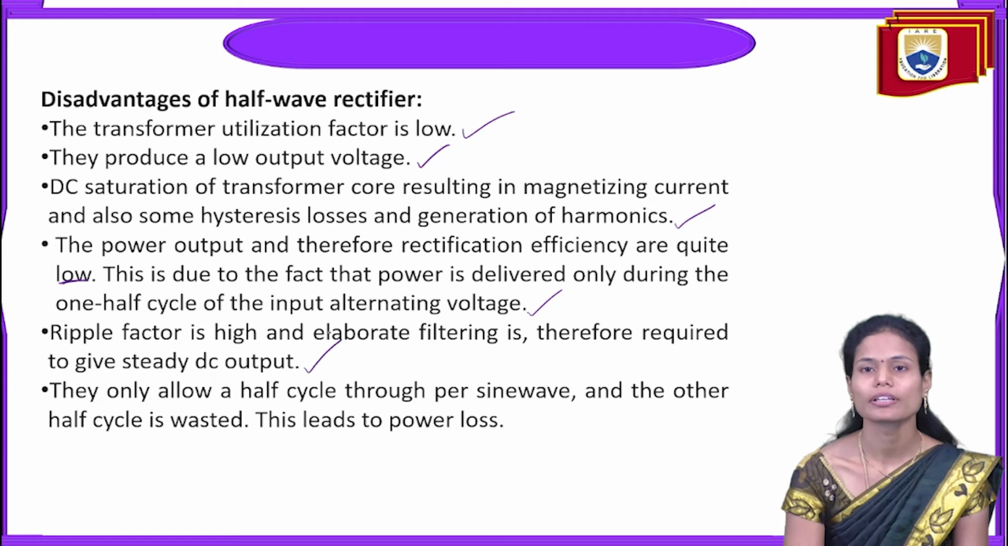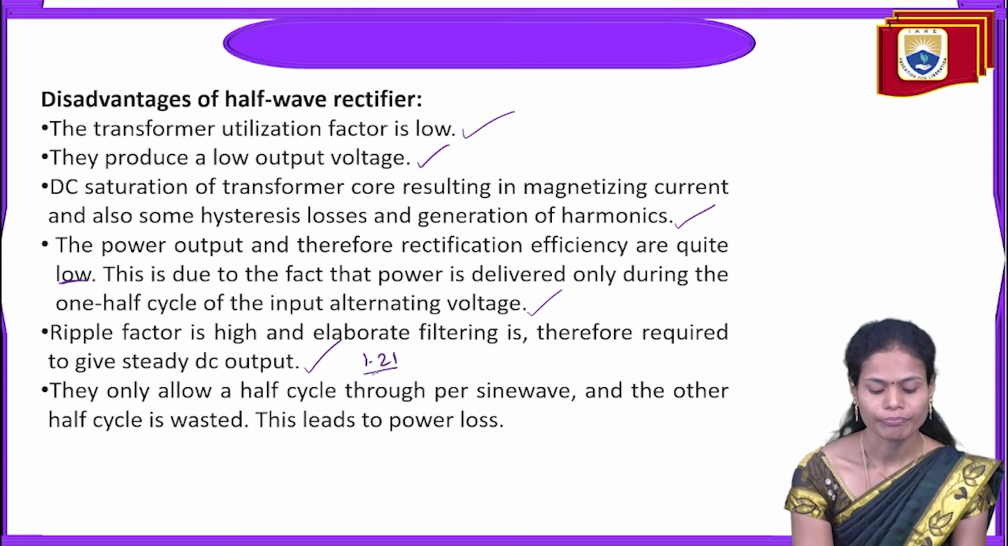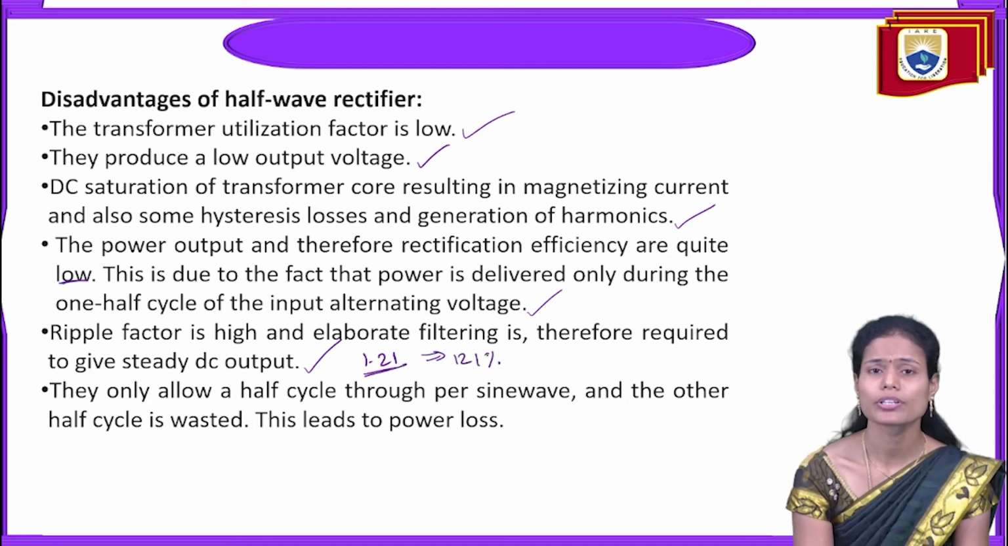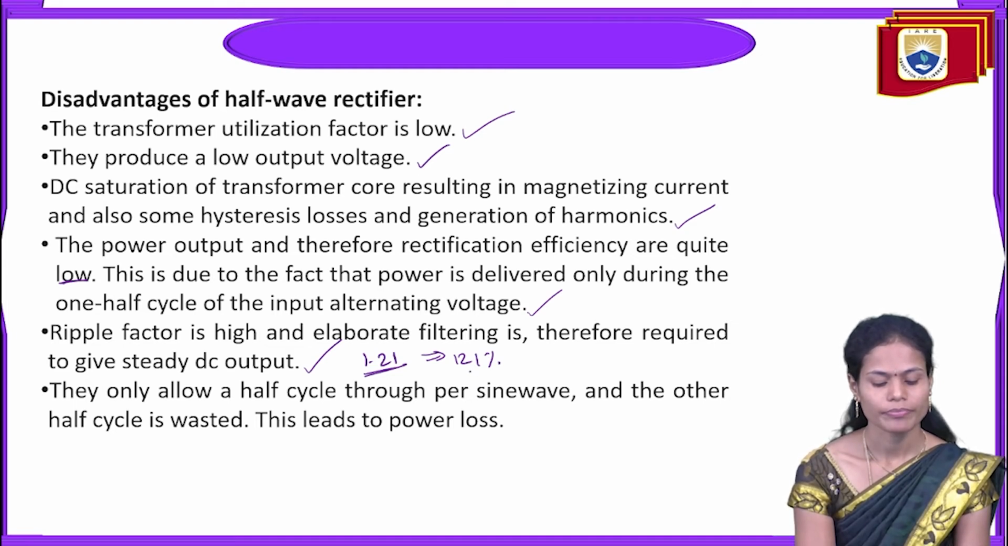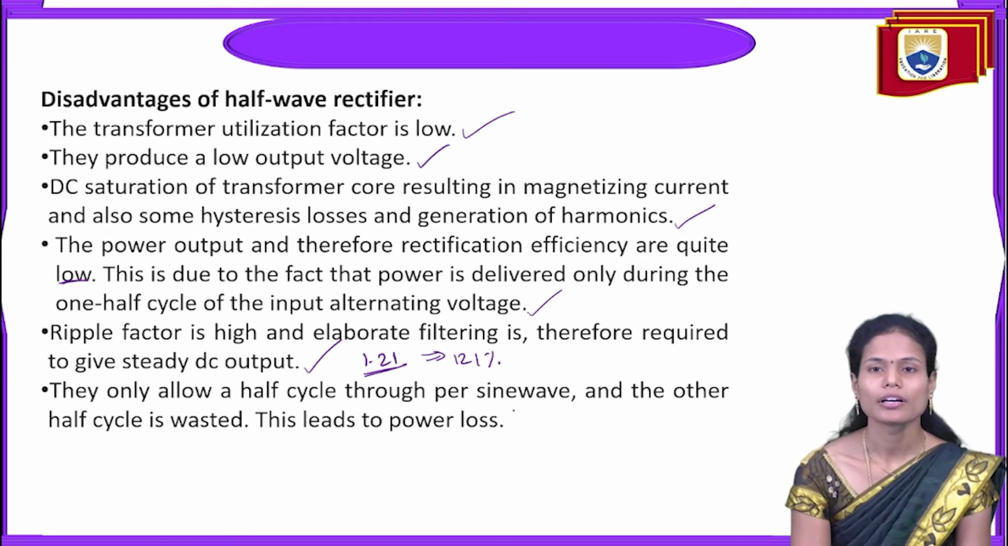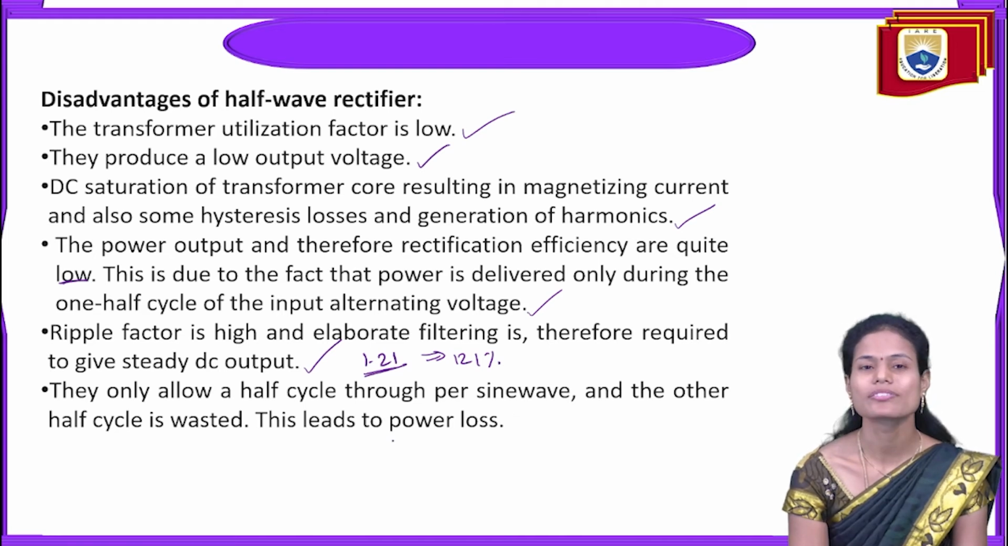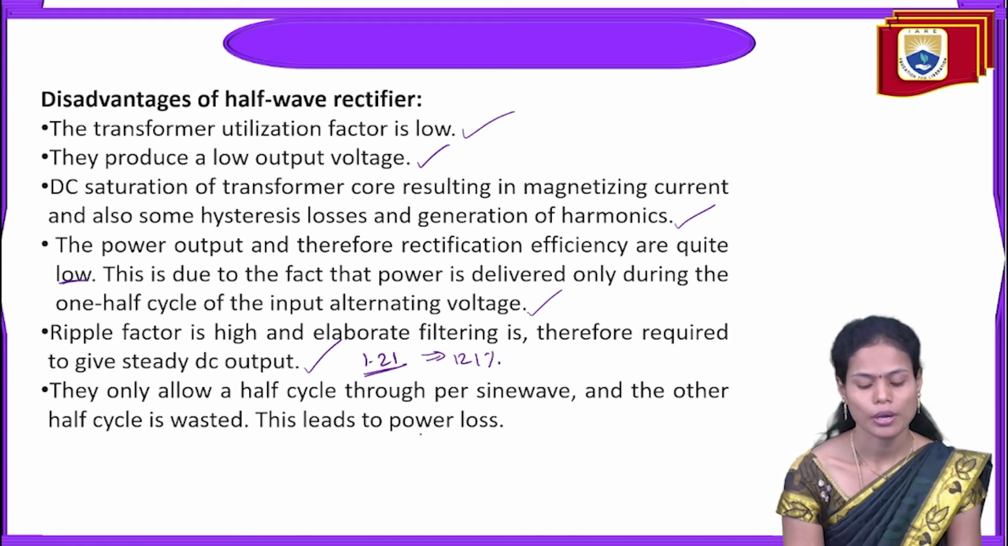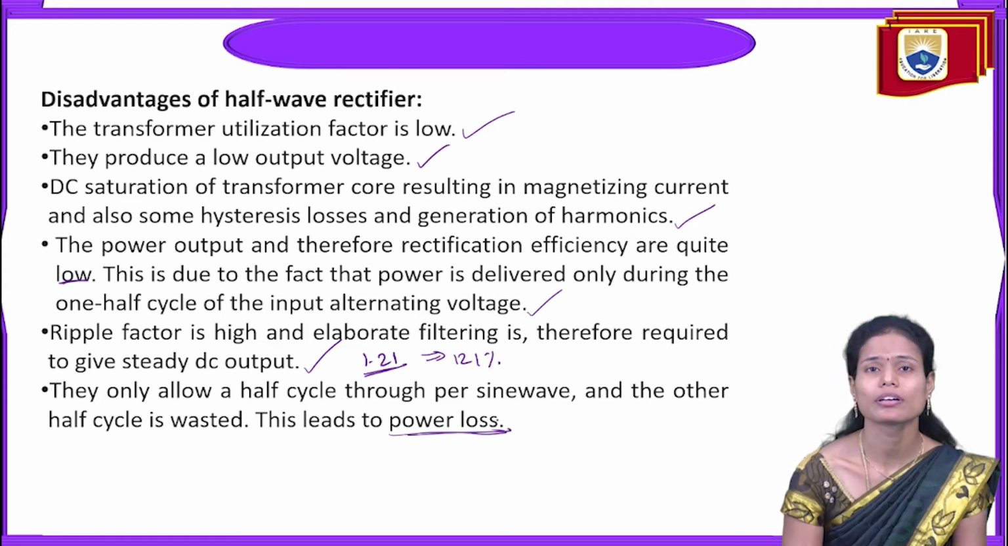And the ripple factor we are getting is very high. Why? Because almost 1.21, in terms of percentage 121%, of AC content we are getting along with the DC content in the case of the half wave rectifier. So that's why the ripple factor is very high. That is a disadvantage. It allows only a half cycle through per sine wave, and the other half cycle is wasted here. So this leads to power loss in the device. These are the many disadvantages of the half wave rectifier.